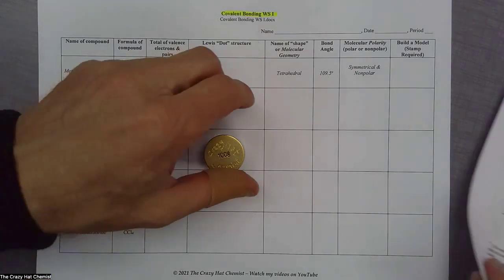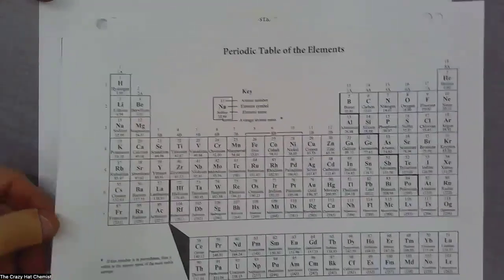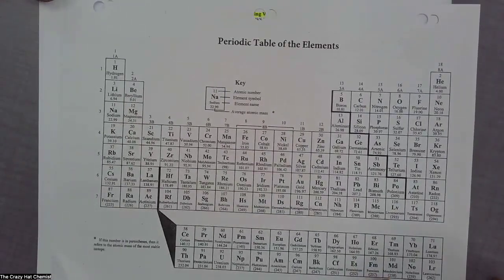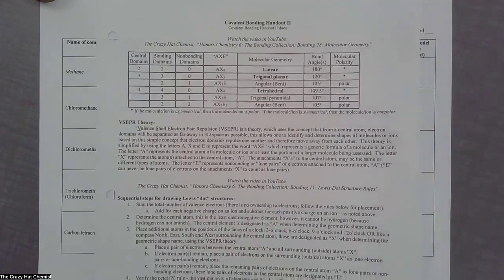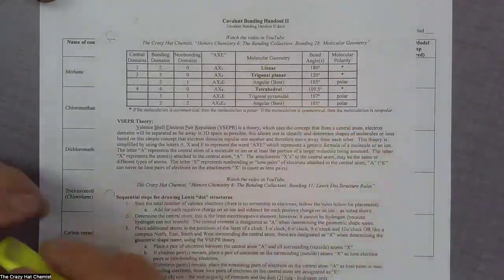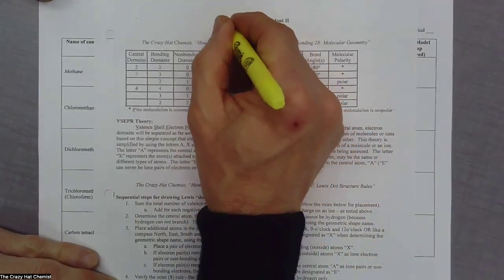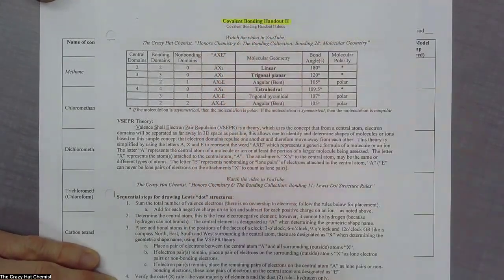So number 1, what are you going to need? You're going to need a periodic table. That is going to be critical. Number 2, you're going to need my handout here, and that is the covalent bonding handout number 2. Okay, so you're going to need that.